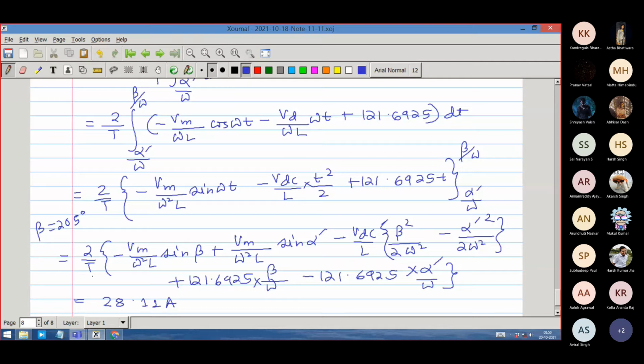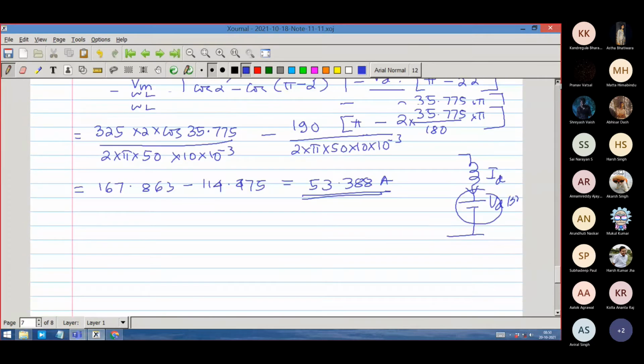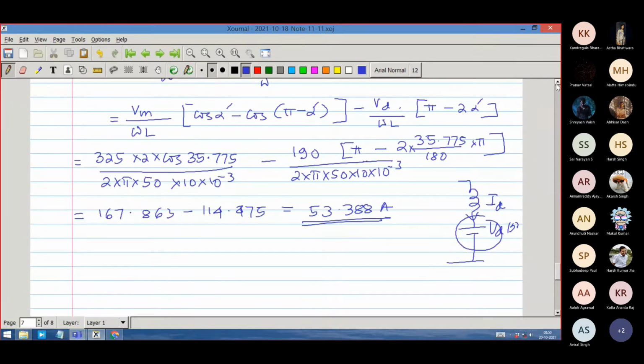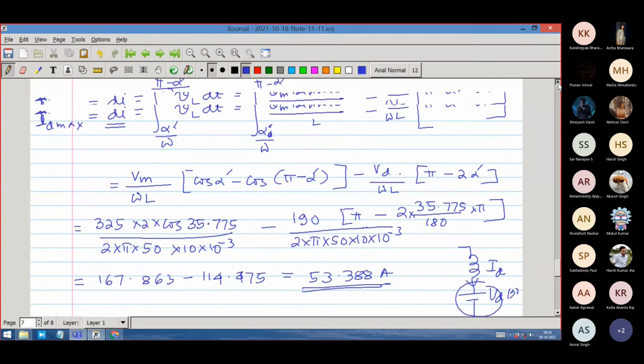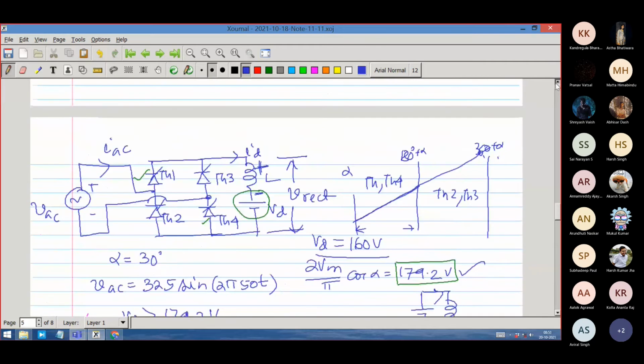Sir, for finding the average current to the inductor, can't you write the average current as the average value of the output voltage minus VDC by R, since the average voltage drop across the inductor will be 0? Where is R here? There is no R. This is the circuit. You just look at the circuit. There is no R here. Okay, sir.